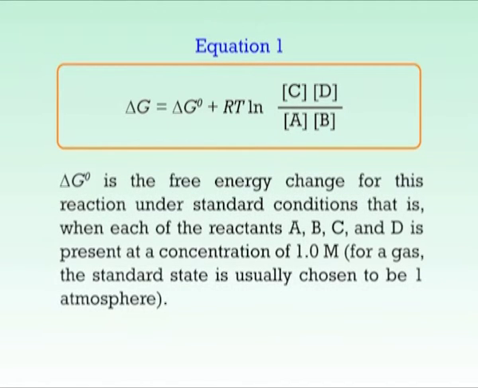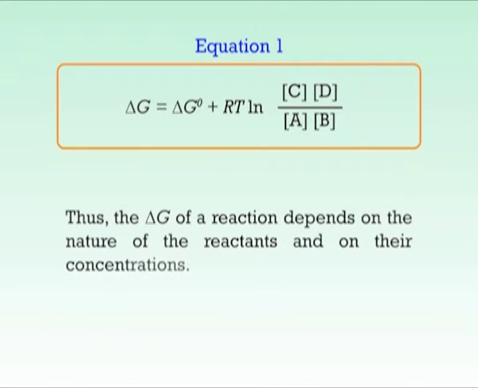Delta G naught is the free energy change for this reaction under the standard condition, that is, when each of the reactants A, B, C and D is present at a concentration of 1.0 mole. For a gas, the standard state is usually chosen to be 1 atmosphere. Thus, the delta G of a reaction depends on the nature of the reactants and on their concentrations.